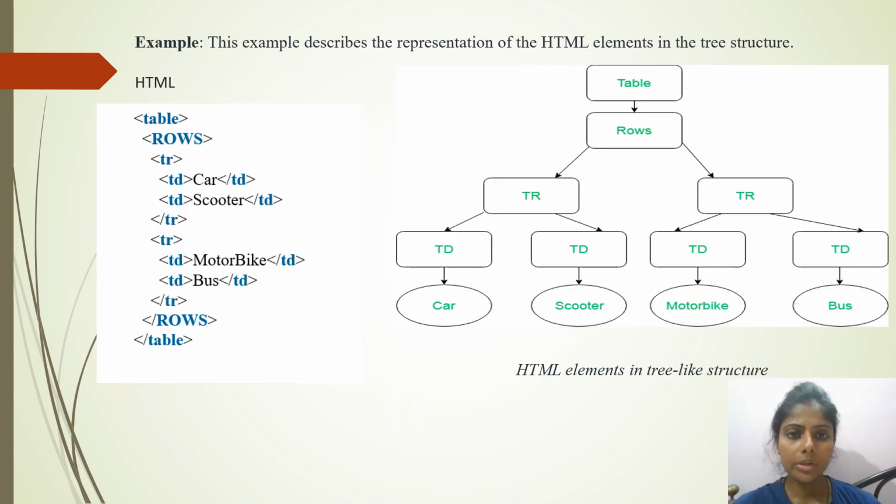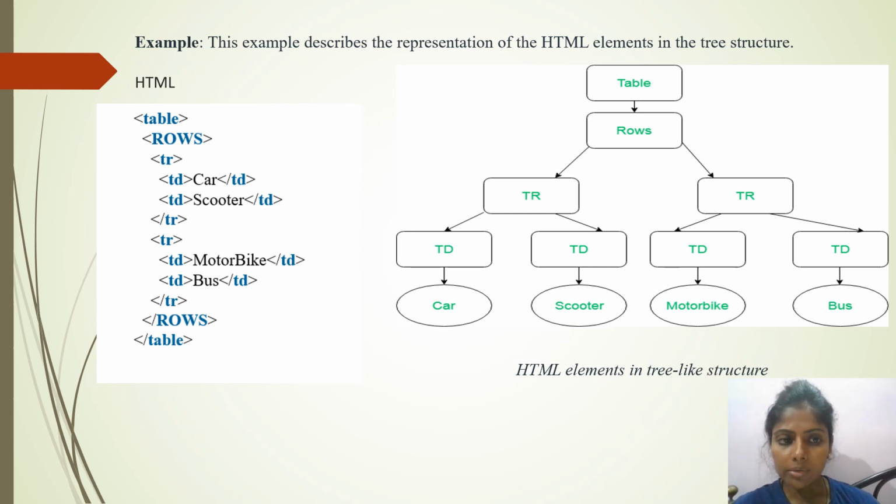Let us discuss this example, which describes the representation of HTML elements in a tree structure. We have a small HTML program where we have used a table and rows. tr is called a row of a cell, and td is nothing but the data of a cell. The data we are displaying is car and scooter, and in the next tr, motorbike and bus. Then we are closing the row and table tags.